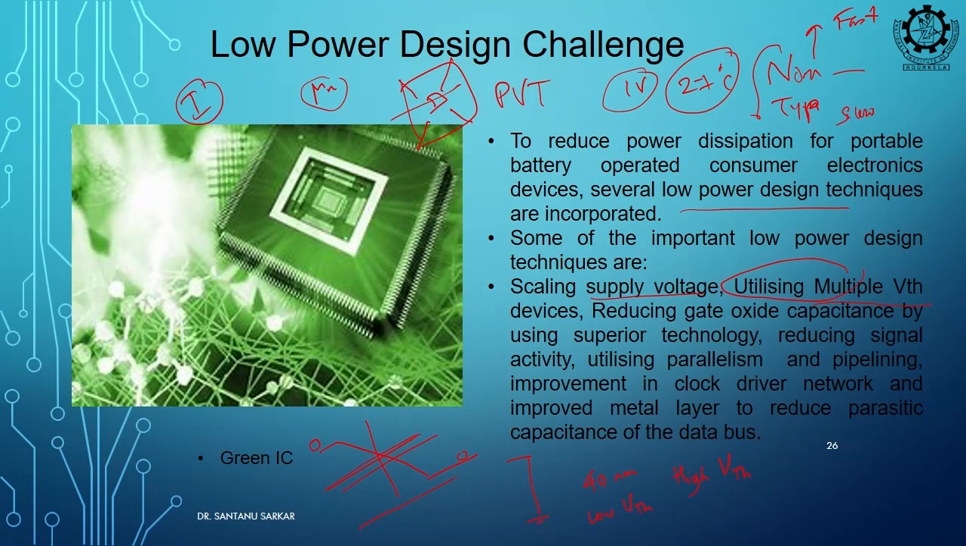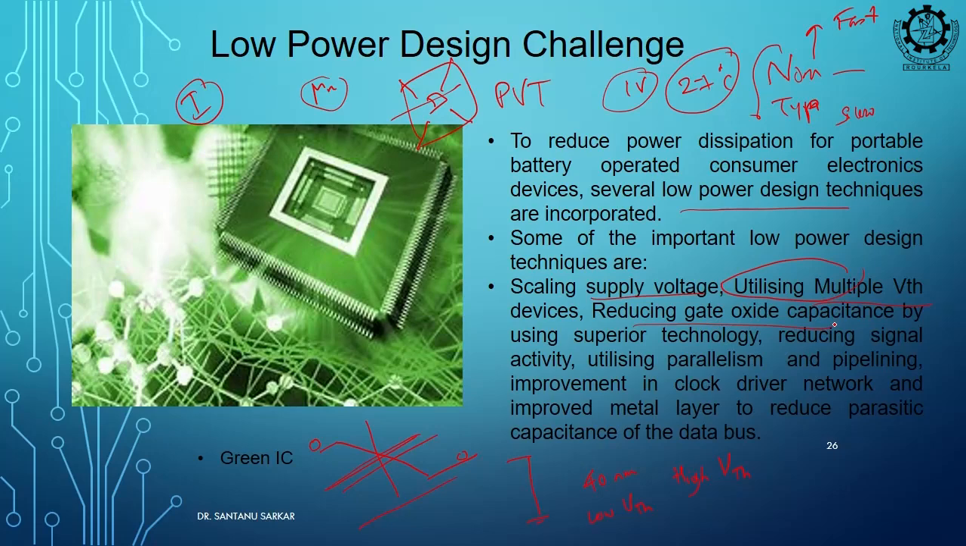You have to play with this multiple VT and with specs, which block is critical, falling in critical path. If I make it even high VT, it will get even more slow. So, those things you have to consider as a designer.